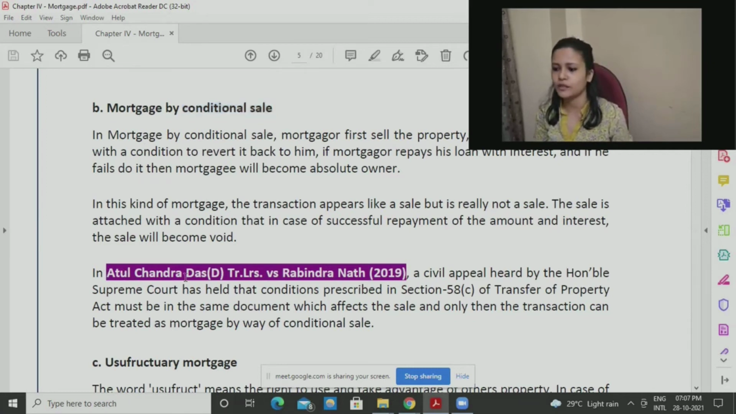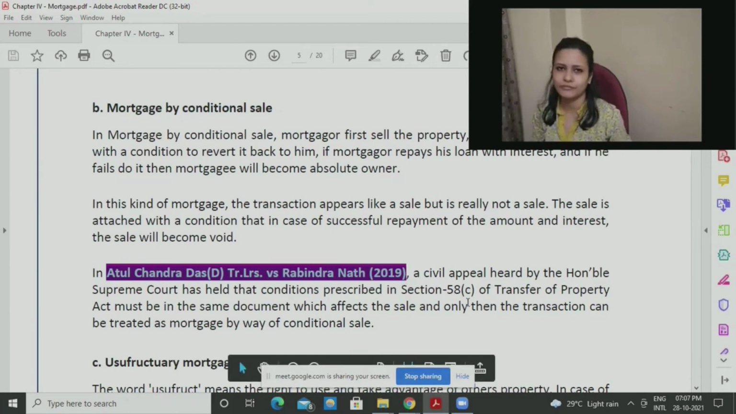You can even go through this case. Too many people are involved, too many transactions, this transaction, that transaction. But yes, if you have time, you can go through it. It has big detailed facts and everything is there, but still you can refer to it. All right, what happens?